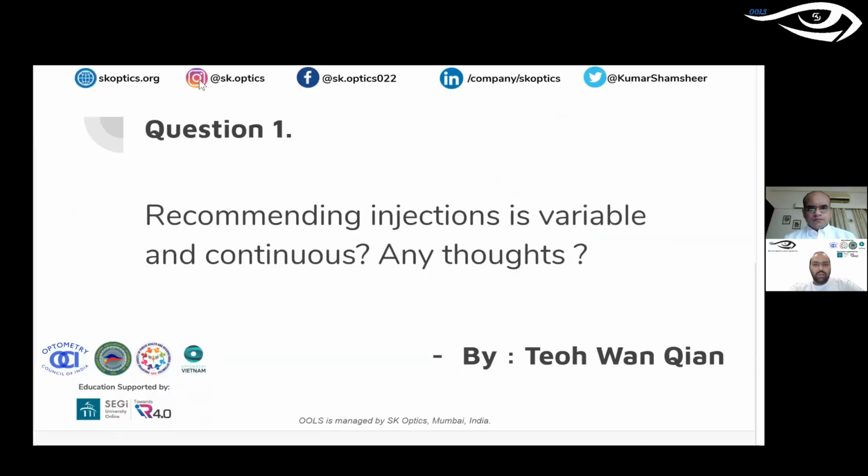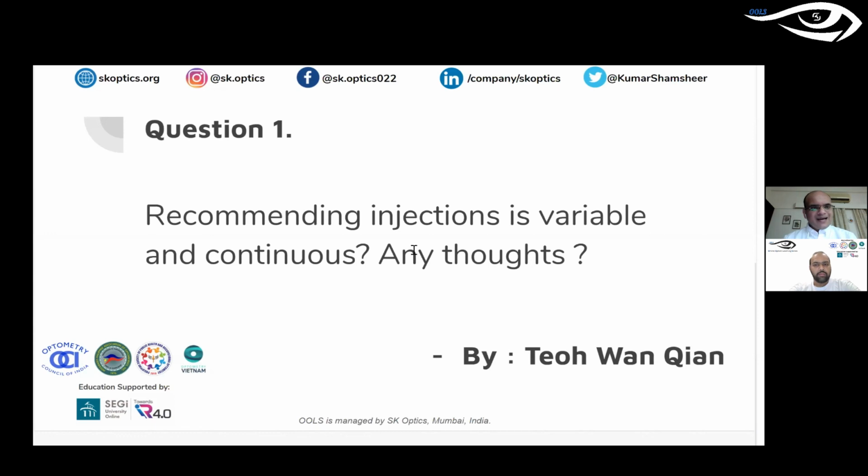Yeah. So there's one question here. Recommending injection is variable and continuous. Is it, or any thoughts about this? So, a patient who comes to you with complaints of declining vision, and you take a look at the patient and you see the presence of subretinal fluid, or you see the presence of subretinal heme, and an OCT shows any amount of fluid underlying the fovea or parafoveal area, you start the patient on anti-VEGF. That's the primary form of treatment now.